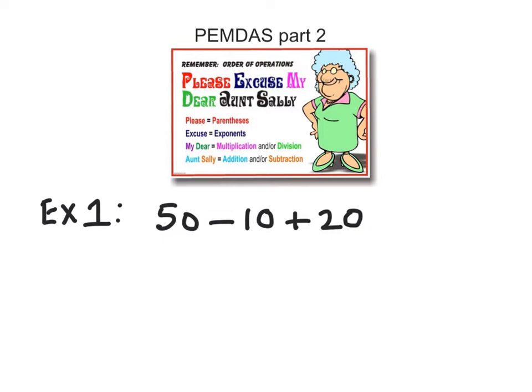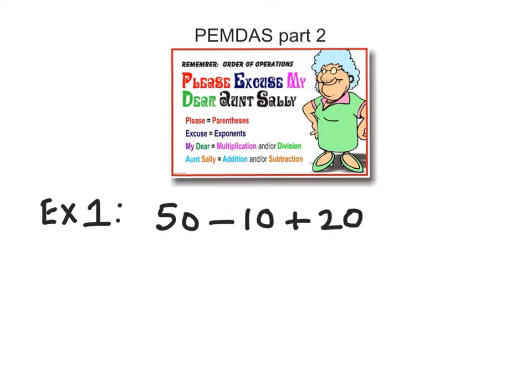Alright, so here we have example 1, and we have a reminder of the order of operations. Please excuse my dear Aunt Sally. Notice that when you get to M and D, that stands for multiplication and or division. So whatever occurs first from left to right, and then Aunt Sally, the A and the S, for addition and or subtraction, whatever occurs first going left to right.